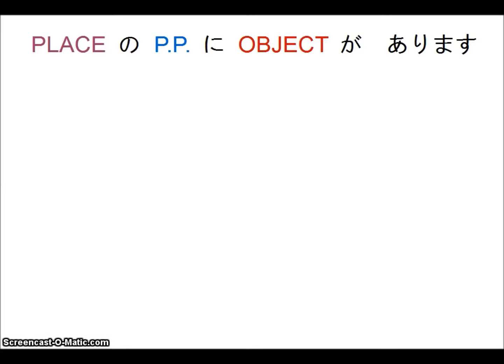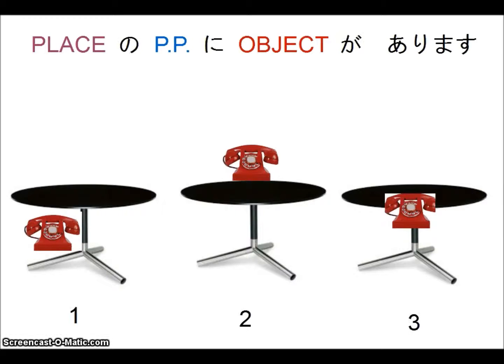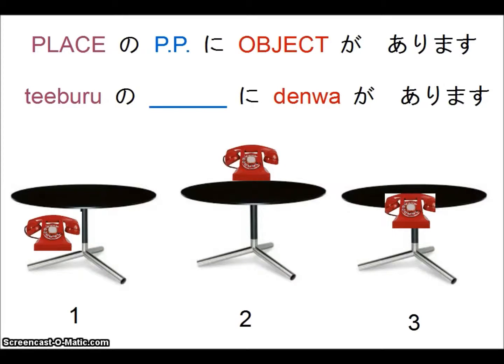The other place is where we're talking about where it's related to. It is on the table. It is under the bed. It is next to the lamp. So that's the other place we're talking about. So in a picture like this where we have the table and the phone and we're looking for the phone, we'd say teiburu no someplace ni denwa ga arimasu. If we cover just the first part of the sentence, we can still say denwa ga arimasu. There is a phone. Where is the phone? Teiburu no someplace ni denwa ga arimasu.